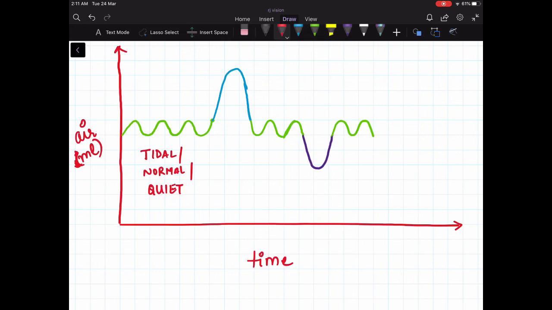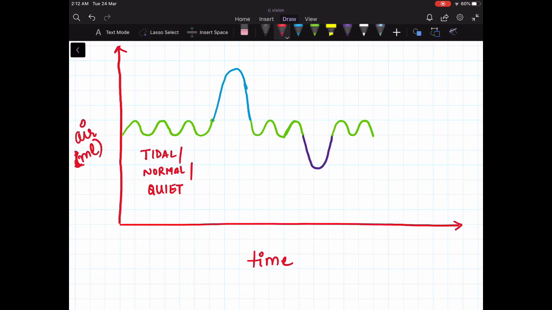Why is it called quiet? Because it's quiet. Simple. And why is it called tidal? Because as you can see, can you see tides there? Yes, you can see the tides. The graph is in the form of tides. So it's a tidal breathing, right?